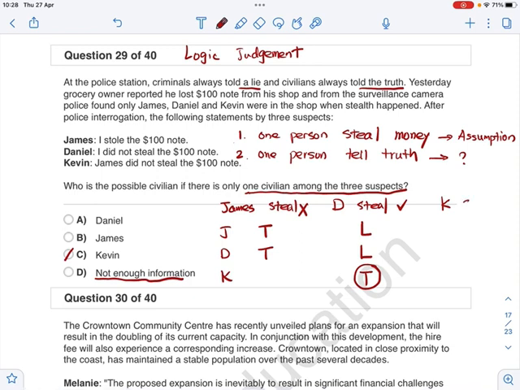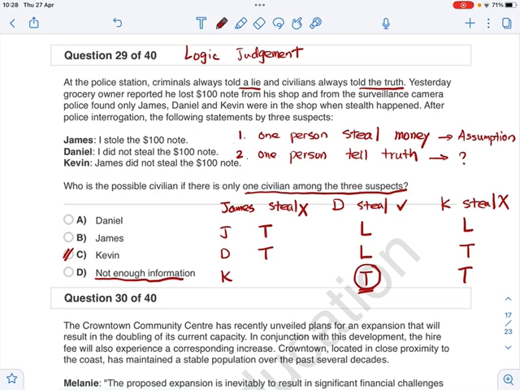So it's no harm to try if Kevin steals the money. If Kevin stole the money, James said, I stole the money, which is a lie. Daniel said, I didn't steal the money, which is true. Kevin said, James didn't steal the money, which is also true. Okay, luckily we know this doesn't work, which means now we are more comfortable locking in to say, all right, the thief is Daniel, and the civilian is Kevin who tells the truth. This is why the answer is C.